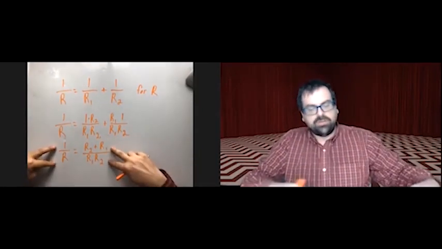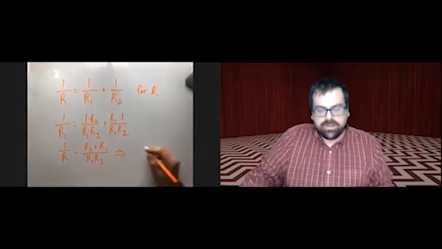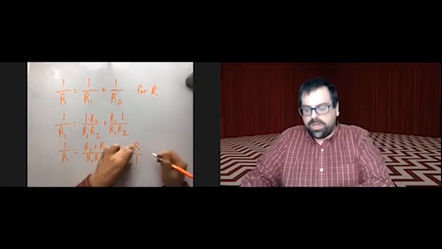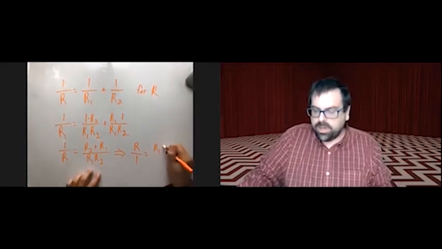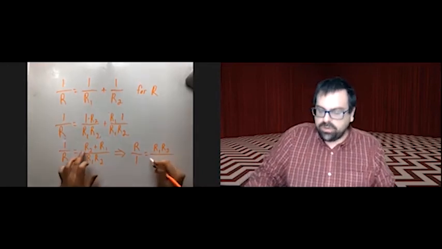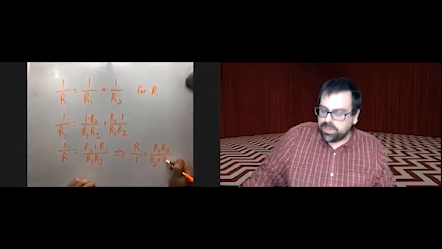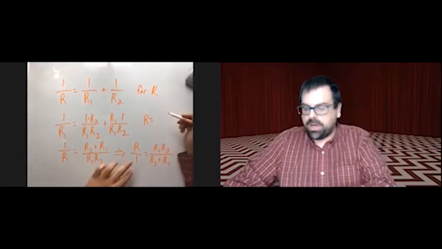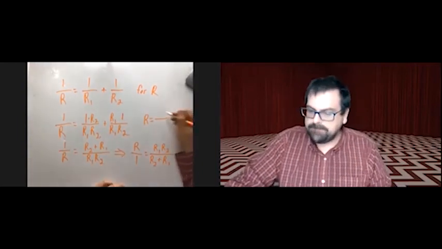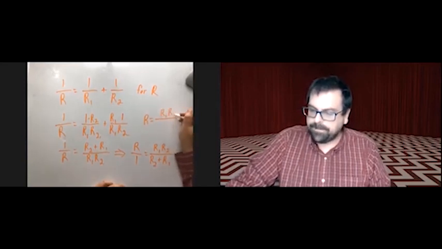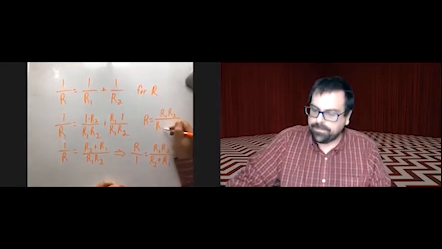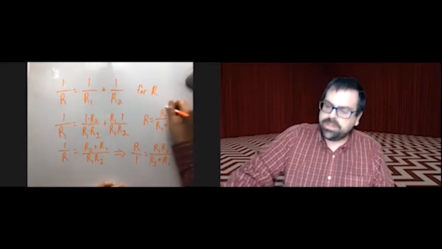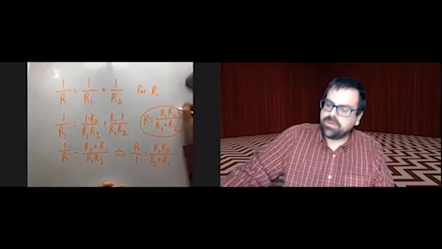Now that it's fraction over fraction, we can flip them both. R over 1 equals R1, R2 over R2 plus R1. So R is just R over 1. We're done. I'm going to write it R1 plus R2. Can add the two numbers in any order, so it doesn't matter.